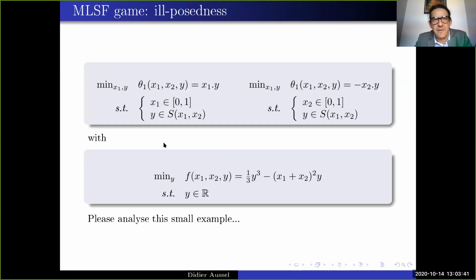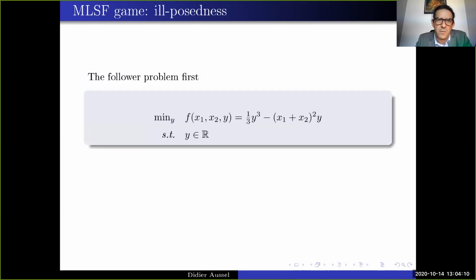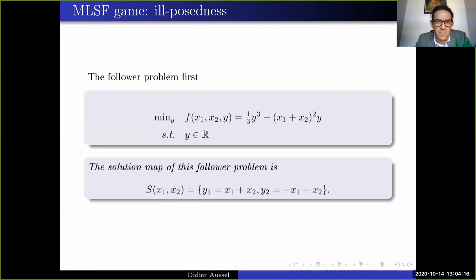So essentially, the idea in this example is that we have a game with two players, two leaders, x1 and x2, player 1 and player 2. And there is one follower, deciding about a variable y by minimizing this function. Each variable is positive, between 0 and 1, and the functions are those ones. Very simple things. If you go to the follower problem first, you have this minimization, and if you solve it, you get this solution map, which of course depends on x1, x2, and you have two possible solutions: x1 plus x2 and minus x1 minus x2.